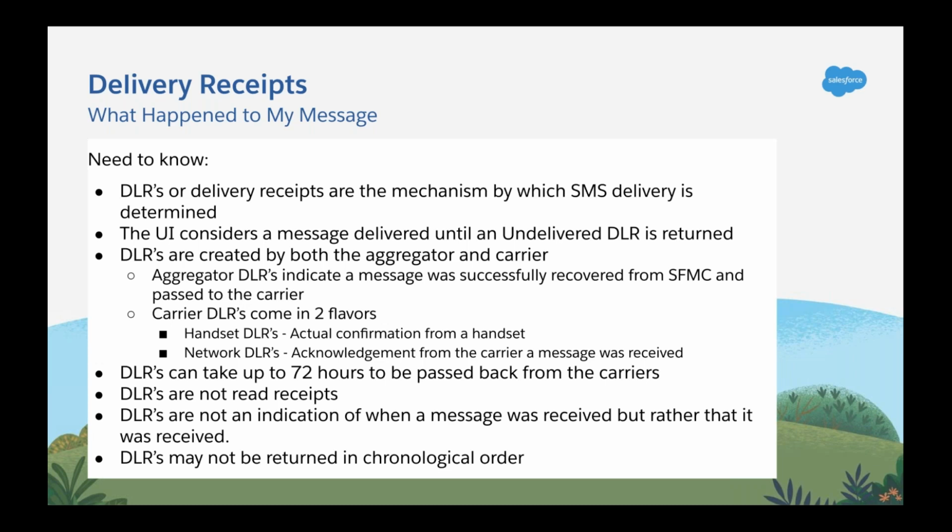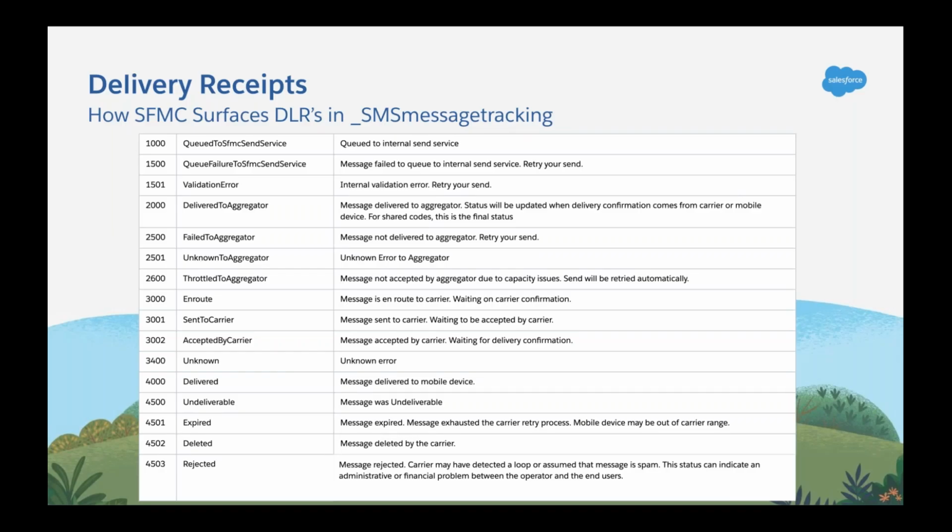And then last but not least, DLRs may not be returned in chronological order. I bring that up specifically to talk through this slide here. As of the April release, we now have the full suite of what we're calling standardized delivery receipts available within the _SMS message tracking data view. This data view provides you the most up-to-date delivery receipt that we've received for each individual message that left your platform.